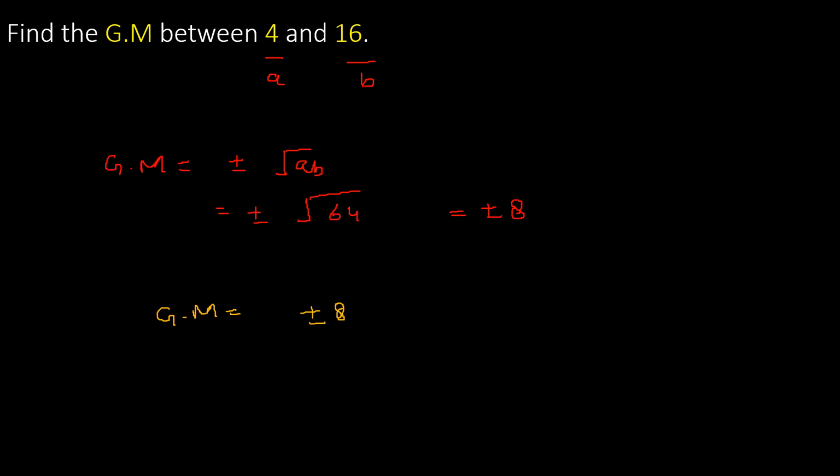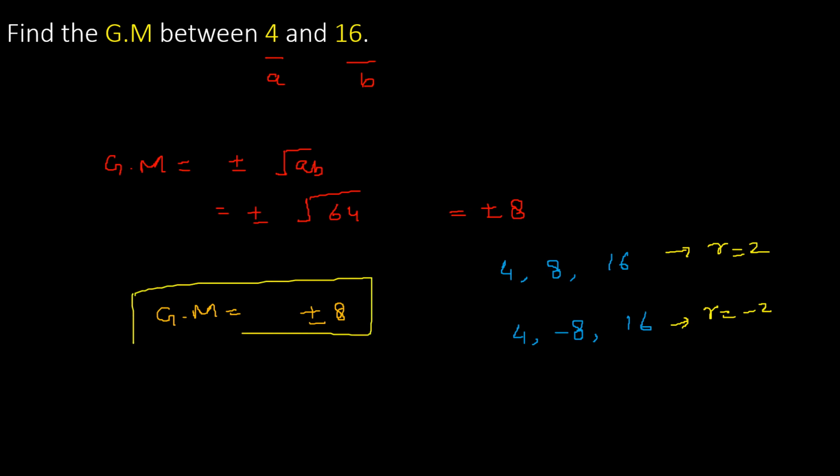Either it can be 8 or it can be minus 8, and you can verify it easily. If you put 4, then 8, and then 16, what will be the common ratio here? That is 2. Then this is a geometric progression. And what if we put minus 8? Then again this is a geometric progression with the common ratio equal to minus 2. So here r equals minus 2 and here r equals 2. So that makes it that there are two geometric means between 4 and 16.